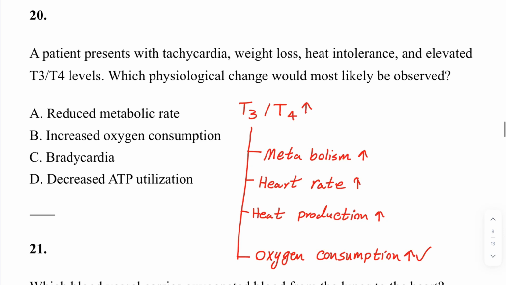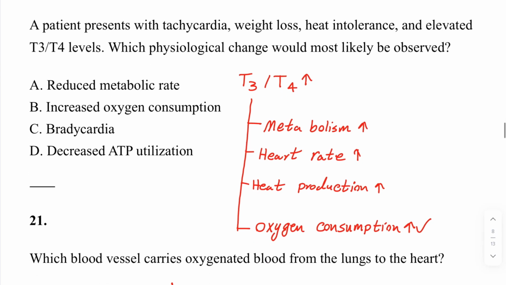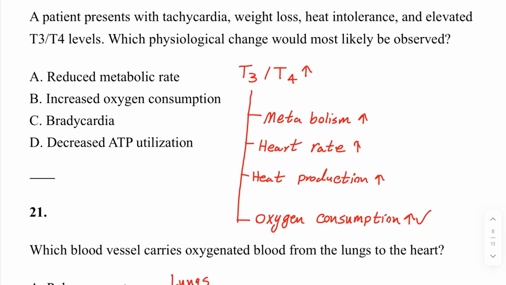So, number 20. A patient presents with tachycardia, weight loss, heat intolerance, and elevated T3 or T4 levels. Which physiological change would most likely be observed? A. Reduced metabolic rate. B. Increased oxygen consumption. C. Bradycardia. And D. Decreased ATP utilization. So, let's identify the clinical picture first.